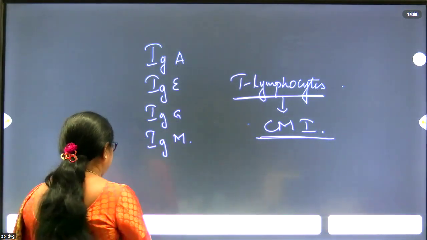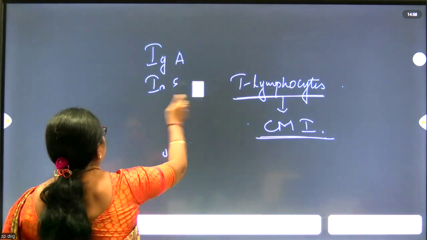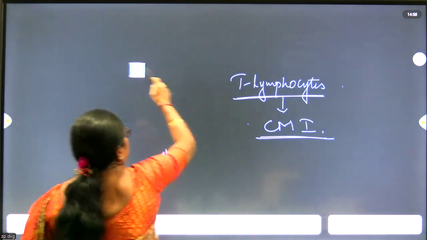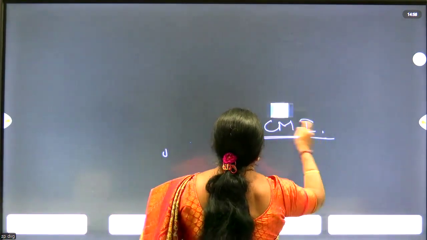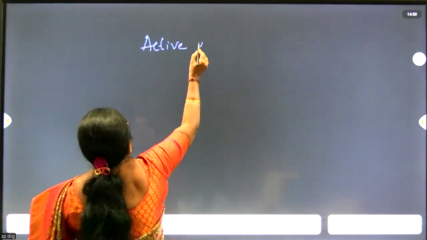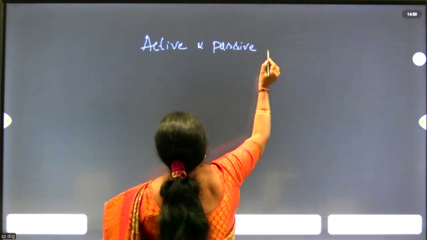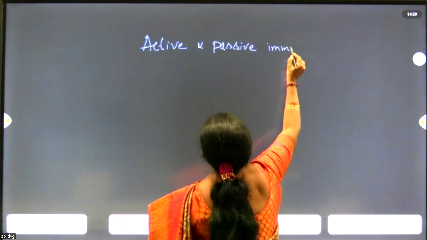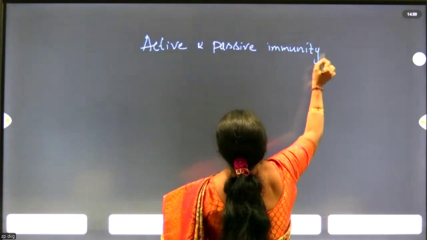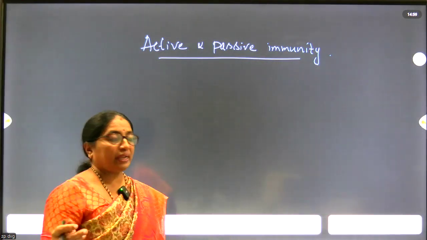Okay, moving on to the next topic, that is types of immunity: active and passive immunity. So what is active immunity and what is passive immunity?